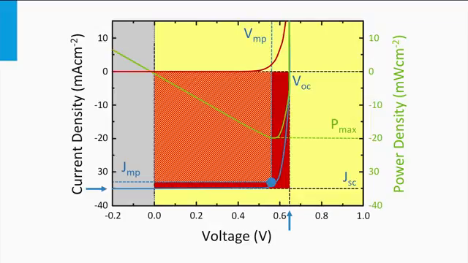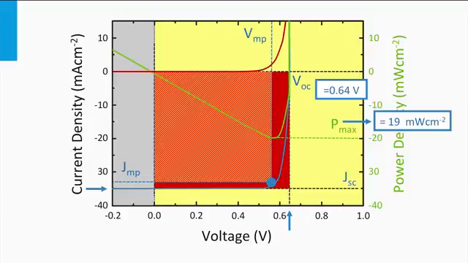Let's get a feeling of typical values. Let's look at this example of a JV curve and assume that it has been measured under standard test conditions. The JV curve represents a typical value for crystalline silicon-based solar cells. The maximum power density is 19 milliwatts per square centimeter, which means on the standard irradiance of 100 milliwatts per square centimeter, the conversion efficiency is 19%. If we consider the open circuit voltage of 0.64 volts and the short circuit current density of 35 milliamps per square centimeter, we arrive at a fill factor of 84.8%.